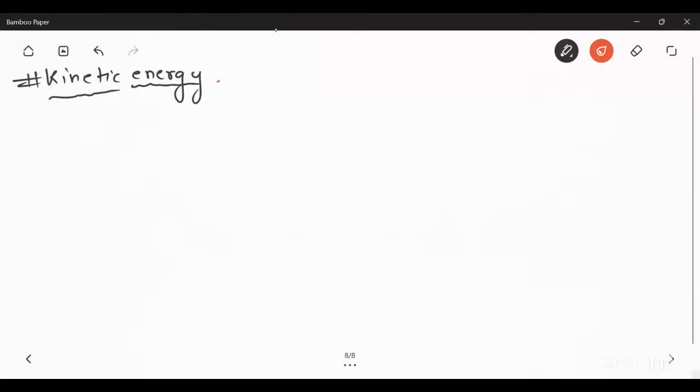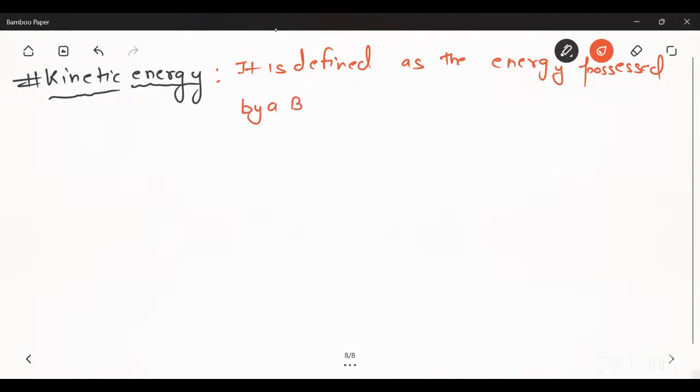So it is defined as the energy possessed by the body by virtue of its motion is known as kinetic energy. The formula of kinetic energy is half mv squared.